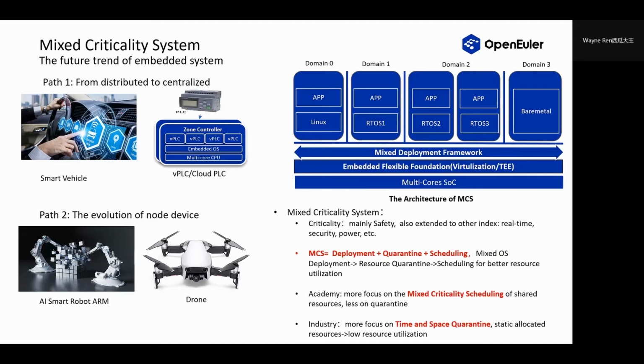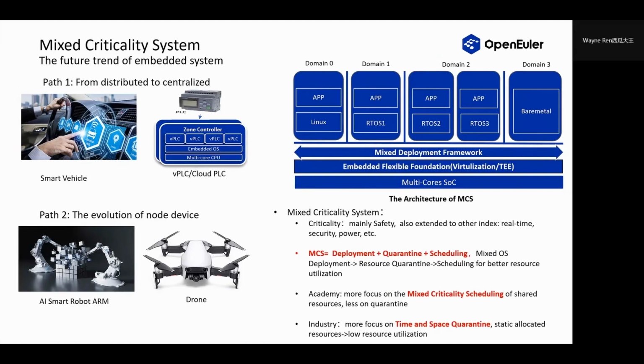Path 2, the evolution of single-node devices. With the support of hardware, more features are added, such as connections, OTAs, and especially AI, while the quality assurance of original features like real-time reliability should be kept. For example, a robot arm equipped with a camera becomes an AI smart robot arm. More and more sensors, such as camera, laser, and sound, are added into drones.